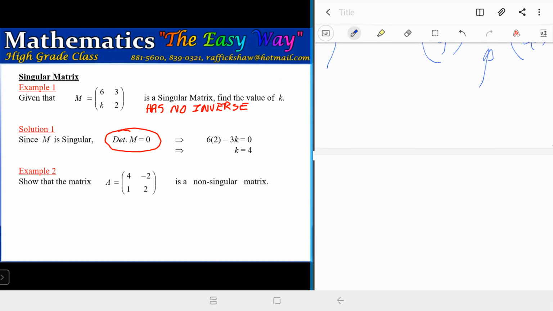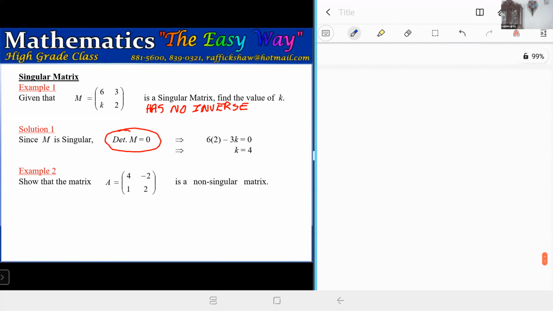Another example says, show that this matrix is non-singular. If a matrix is singular when the determinant is equal to 0, when is it non-singular? Somebody answer and tell me. Sir, if it is up 0, sir. When it what? Has a value of more than 0, sir. No, it doesn't have to be more. Just a value that is not 0, because remember, the determinant can be positive or negative. So once the determinant is not 0, it is non-singular, meaning it has an inverse.